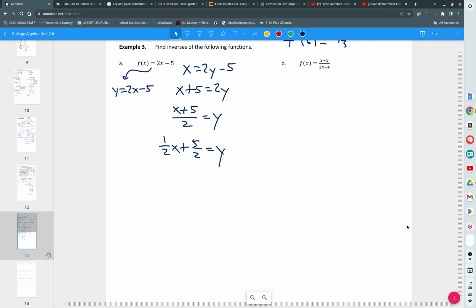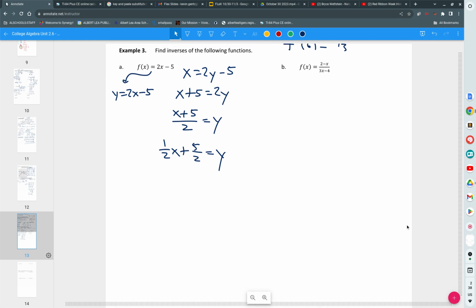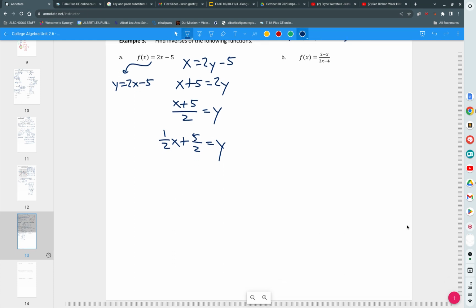Okay, let's find the inverse for problem number B. Letter B, I've got y is equal to 2 minus x over 3x minus 4. What do I do to find the inverse? Swap them out. X is equal to 2 minus y over 3y minus 4. Oh boy, I've got to solve for y. I've got y's in multiple places. What do?